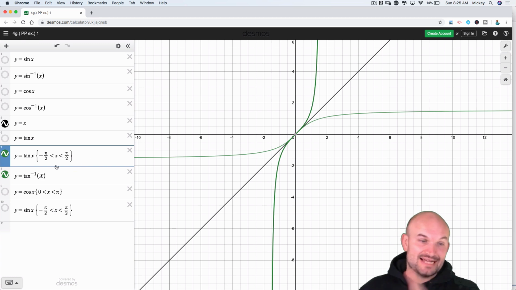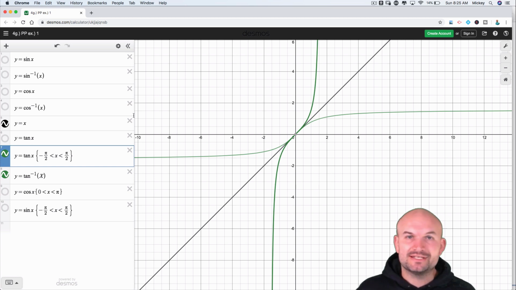So tangent has the same restriction as sine, negative pi halves to pi halves. And that's something that we're going to want to keep in our notes. So let's go back into the notes and look at that.